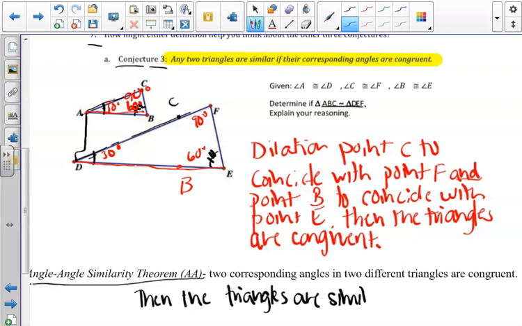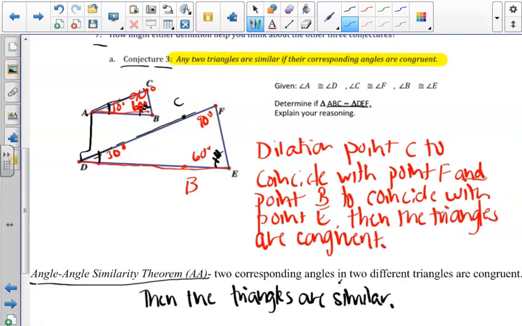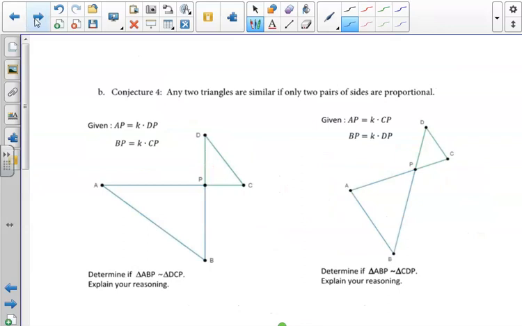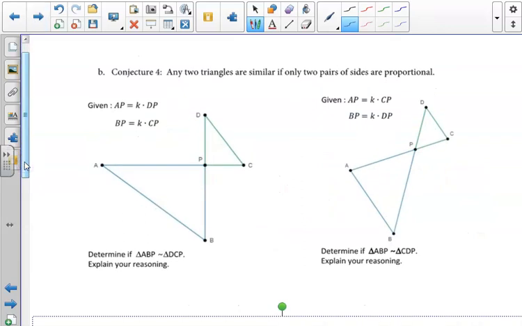So we're now saying we don't need to know all the angles and all the sides in 2 triangles to determine they're similar. If we only know 2 angles that are corresponding are congruent, we can conclude the triangles are similar. So let's move to Conjecture 4.